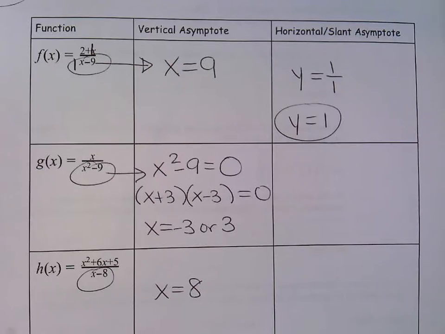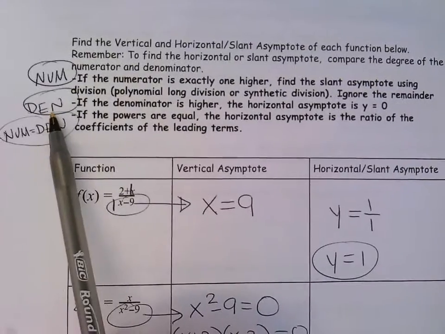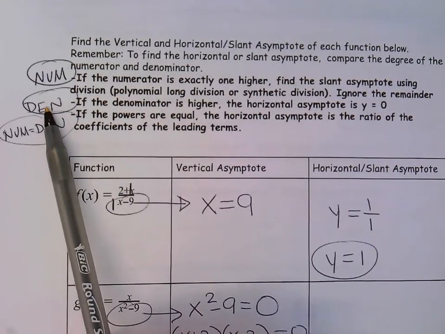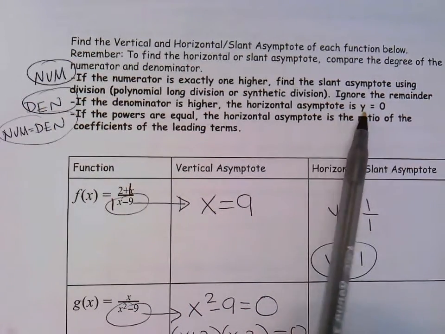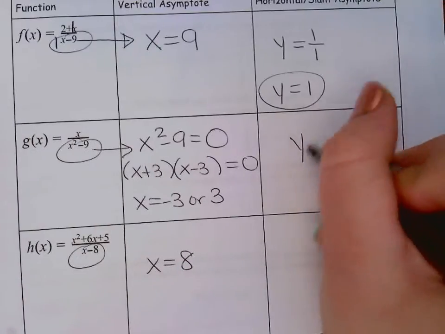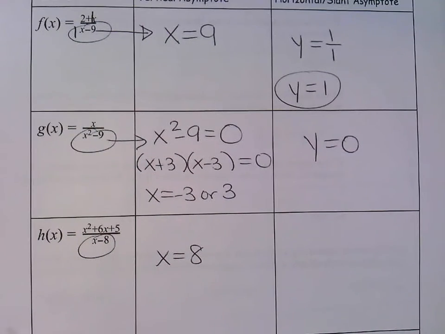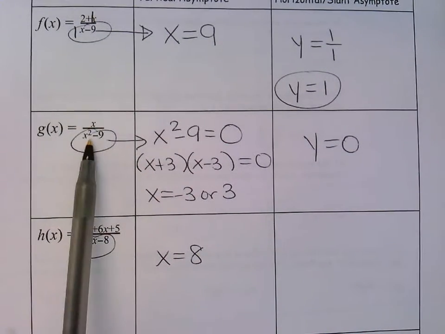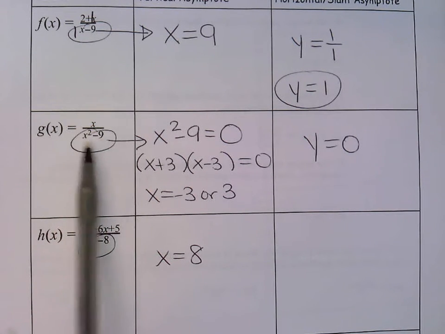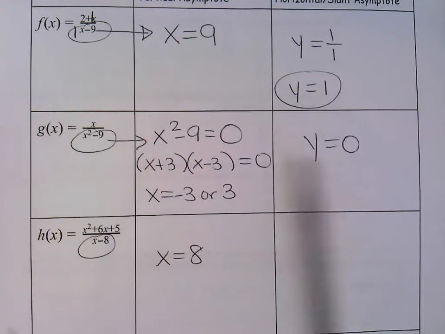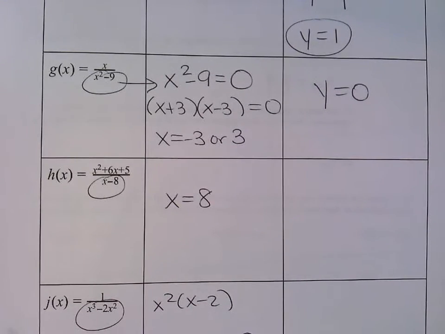Denominator, it's quadratic, right? So if the denominator is a bigger power, it's going to blow up, like 1 divided by a really big number. So it's y equals 0. As x gets really, really big, a quadratic function grows faster than a linear function. So you're going to have a small number divided by a really big number, so y equals 0. What's going to happen in h of x? Who's going to win the battle?